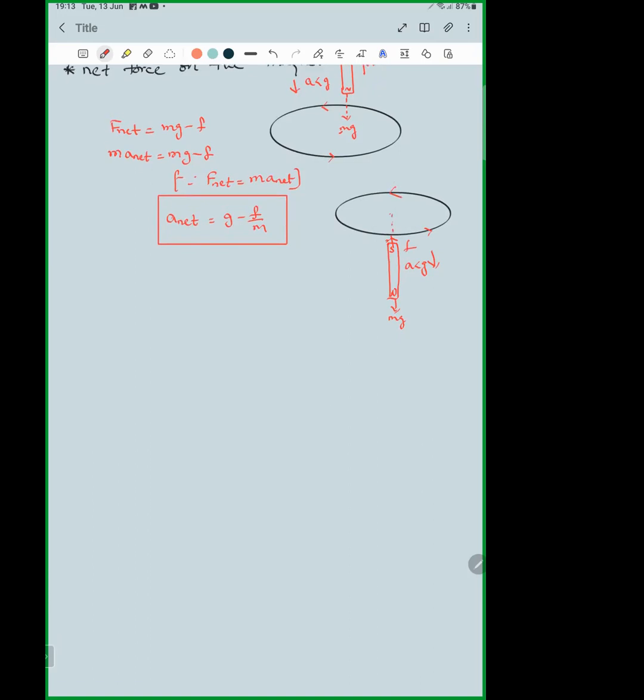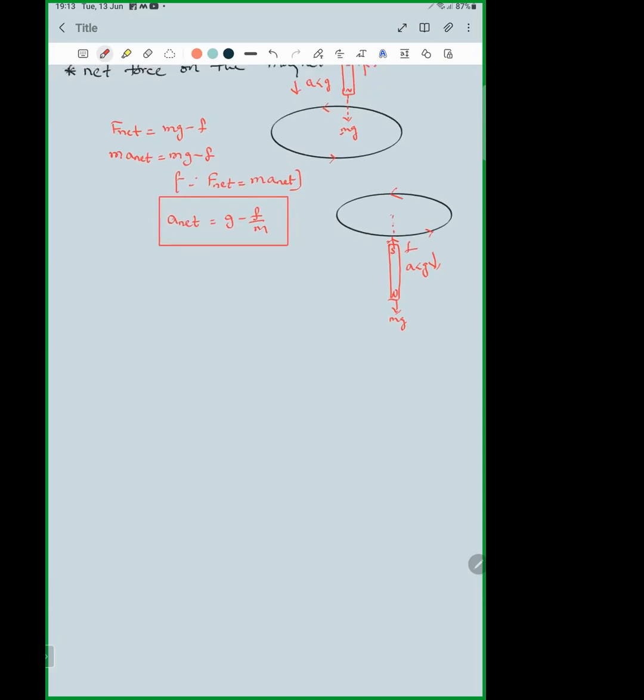Okay, force exerted by induced. What is F, sir? What is F? Small f is nothing but the force exerted by the induced magnetic field.